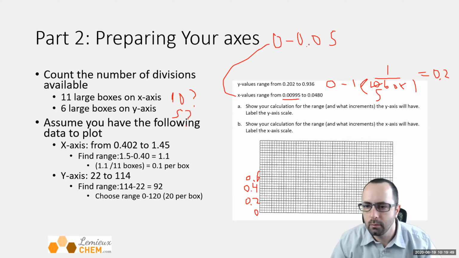All right. So that's my range. The whole range covers the values of 0.05. So I take my 0.05 range. That's the range I'm covering.